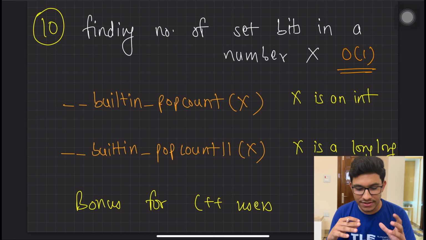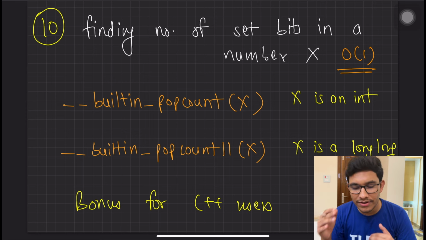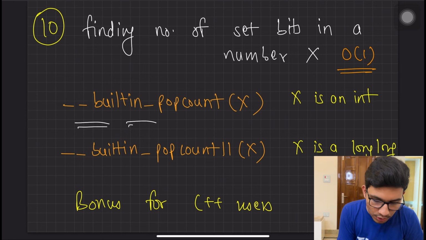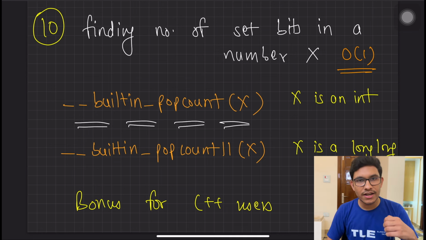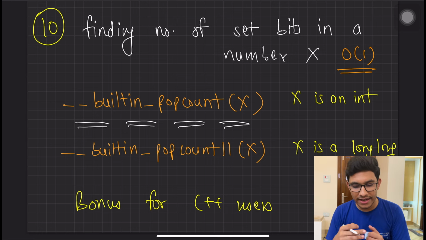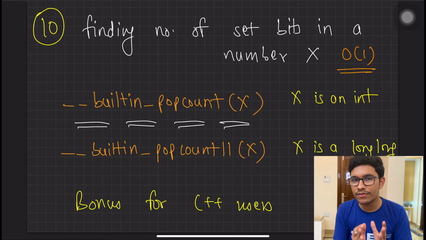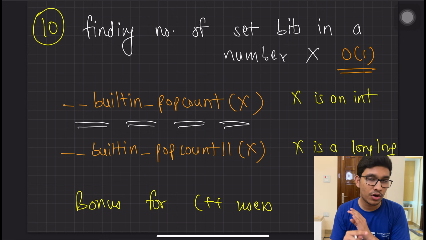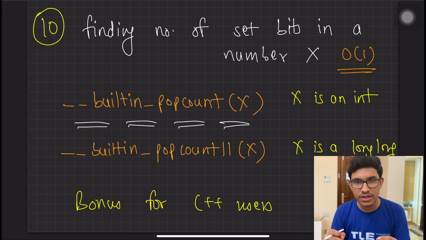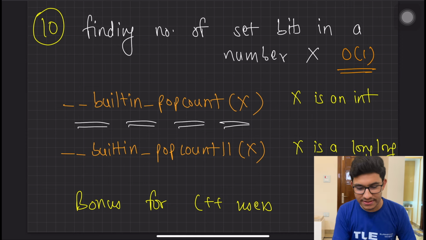But C++ has a very cool inbuilt function, which is known as the built-in pop count. You pass in X to this built-in pop count function and it will return the number of set bits in X, right? This is very, very useful because this does this finding of number of set bits in just order of 1. This is not an order of log n approach. This is an order of 1 approach. Again, this is an inbuilt function.